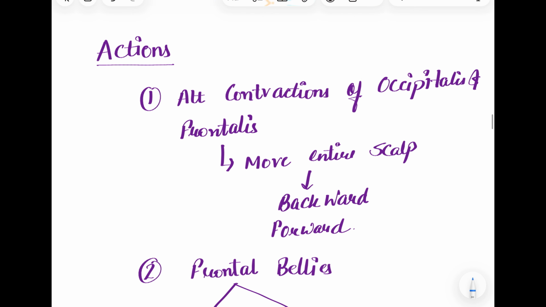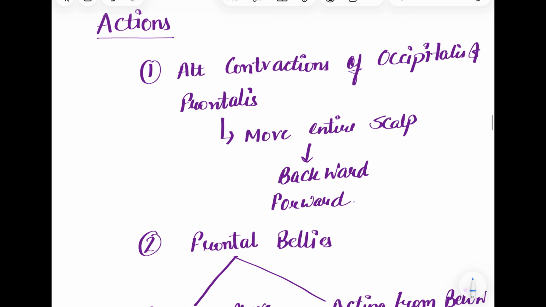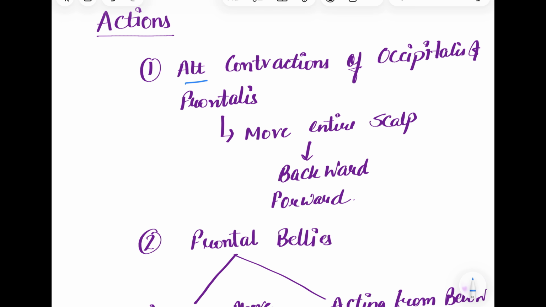So what is the action of these muscles? It has got two functions over here. If alternate contractions are going to occur for both the muscles, then the entire scalp is going to move front and backward if the alternate movements are going to occur.